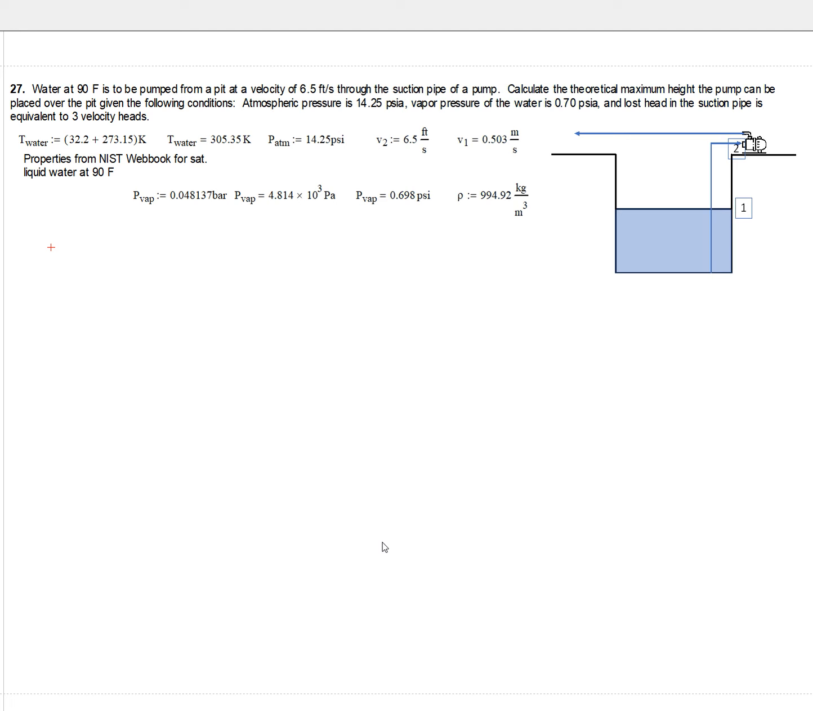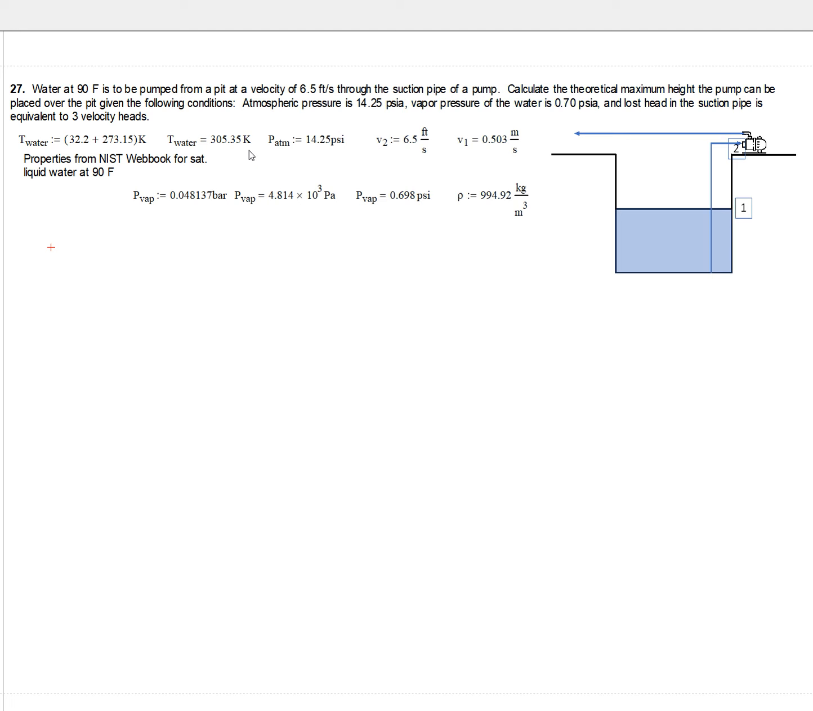Vapor pressure of the water is 0.7 psia, and lost head in the suction pipe is equivalent to 3 velocity heads. So we have here a little schematic of our system. We've got our pit that is filled with water. We are assuming that the level of this is going to stay relatively constant, and we've got our pump that is located above this that is pumping the water away.